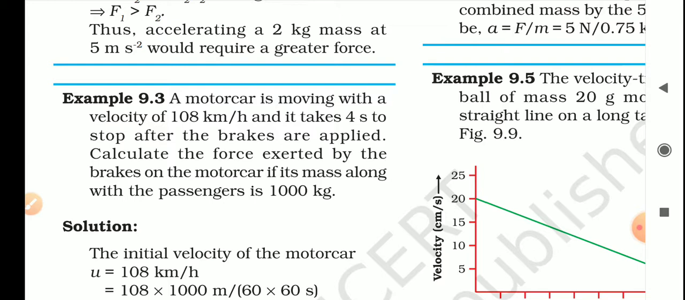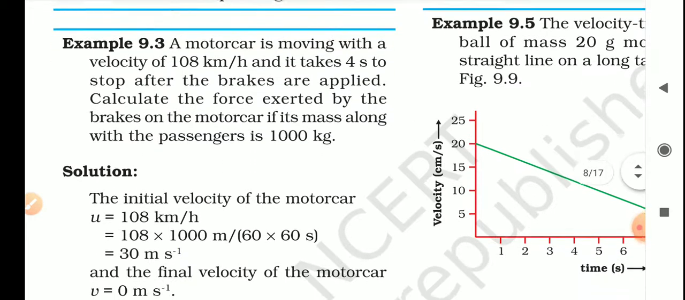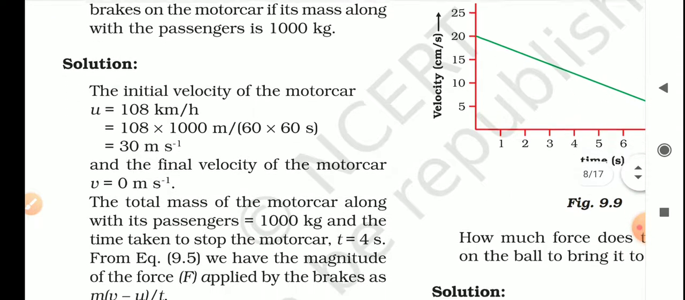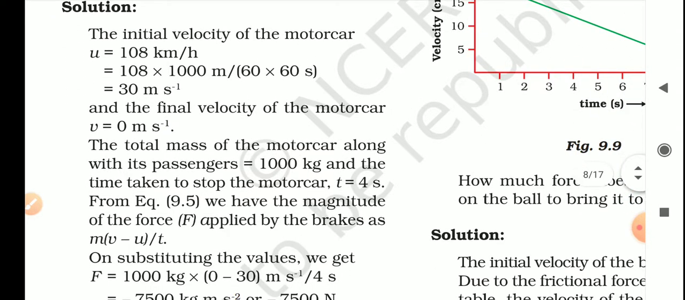So u, the initial velocity, will be equal to 108 km per hour, that is 108 into 5 by 18 equal to 30 meter per second, and the final velocity of the motor car will be 0 meter per second. The total mass of the motor car along with the passengers is 1000 kg and the time taken to stop the motor car is 4 seconds.